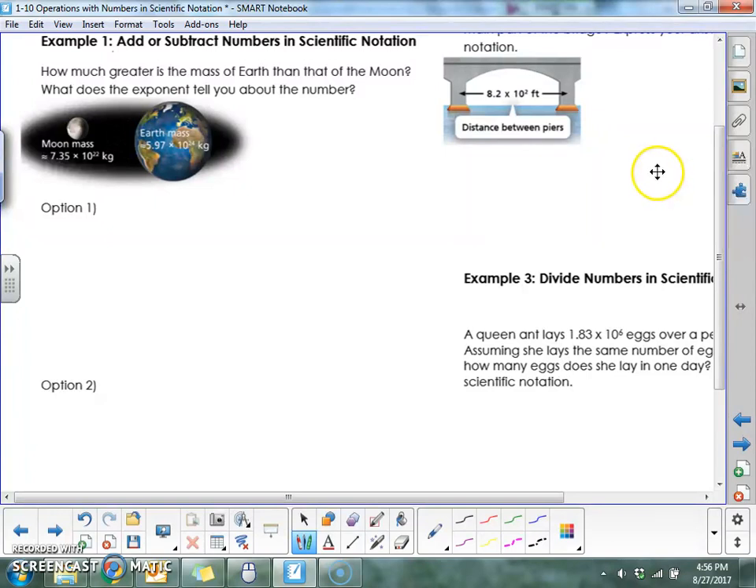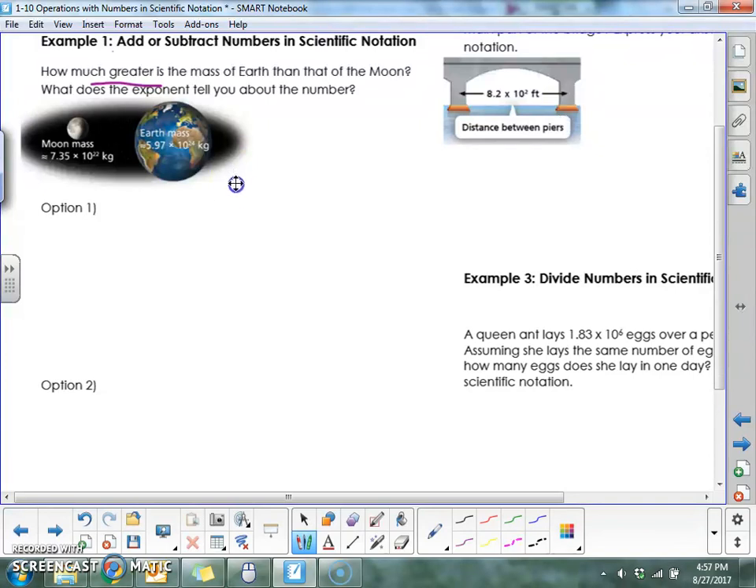Now the reason I'm using subtraction for this problem is because it wants to know how much greater it is. If it was asking how many times greater is it, then you would be using division to figure out how many times greater it is, but since it's asking how much greater, we're looking for the difference between the two.